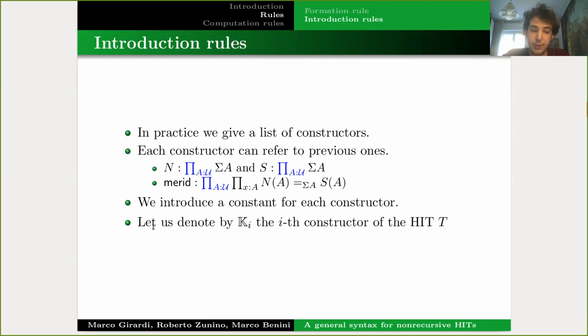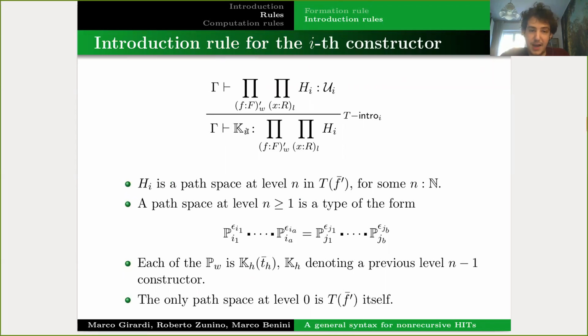And in general, how do we do this? Let us denote by Ki the ith constructor for the higher inductive type. And what is Ki? Ki has to be a constant which takes as input the formation parameters if needed, some input arguments if it needs them, of course, and outputs something Hi here. What is Hi? By Hi, I denote a path space which is at level n in T. Again, what is a path space at level n? A path space at level n is a path between concatenations of previous level n-1 constructors. Basically, each one of these p is a previous constructor kh instantiated to some sequence of terms th, possibly inverted, of course, and basically it's just what you would expect.